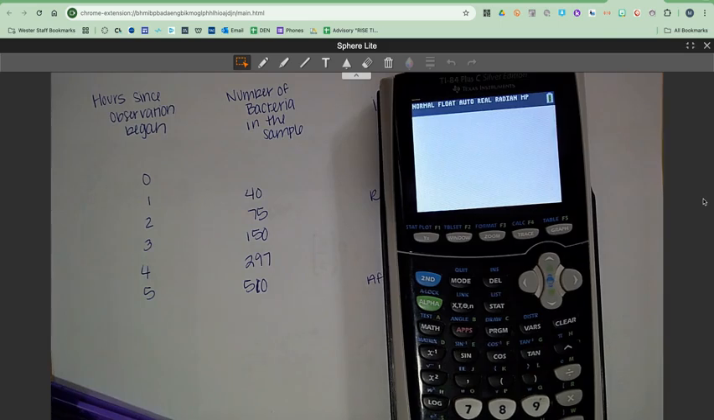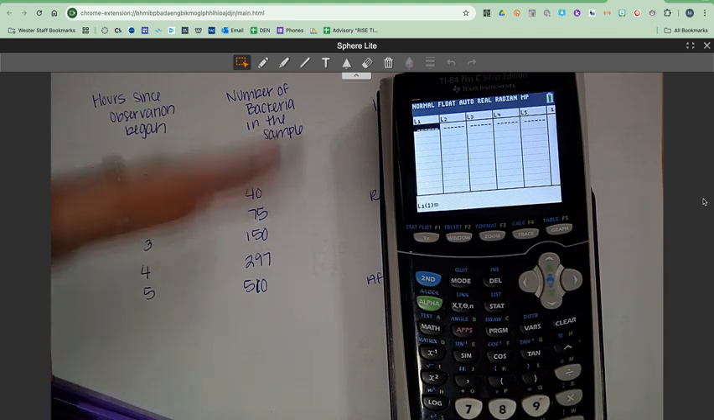So I'm going to turn my calculator on. First step is to clear the list. So second plus 4, enter. Then I'm going to go into stat. Same thing like normal. We're going to start in edit. X values in list 1, Y values in list 2.